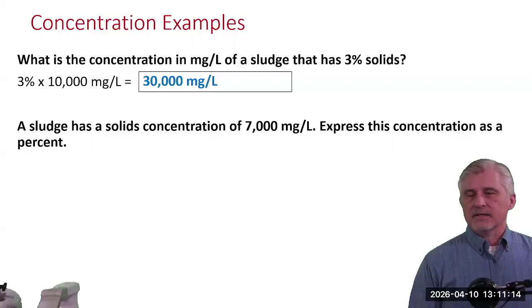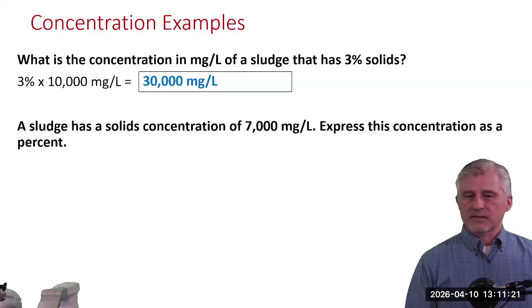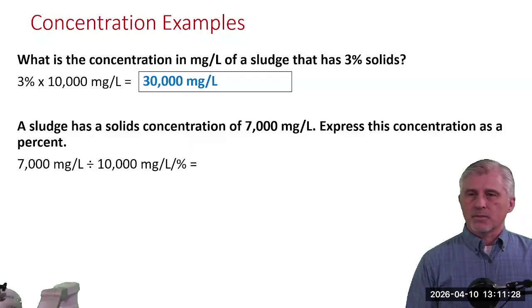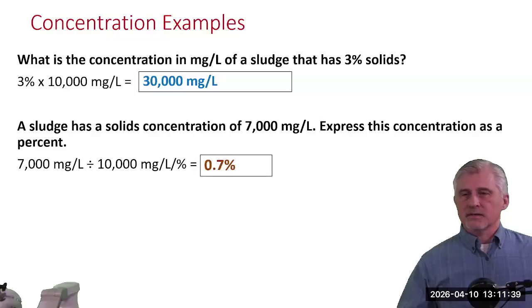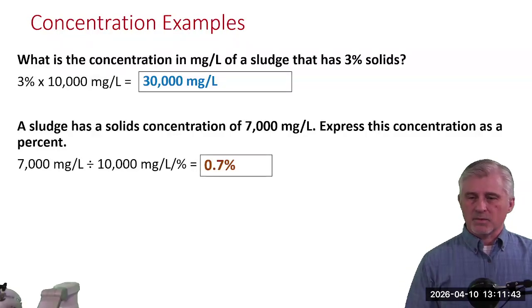Now, if we have a sludge that has a solids concentration of 7,000 parts per million, what would that concentration be as a percent? Well, if we know that 1% is 10,000 parts per million, and we divide 7,000 by 10,000, we get 0.7. And we have to remember that's 0.7% because 10,000 is equal to 1%. So we're 7/10 of that when we talk about 7,000.